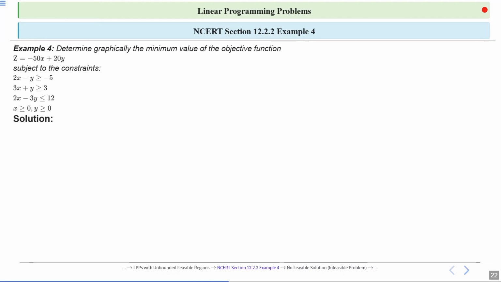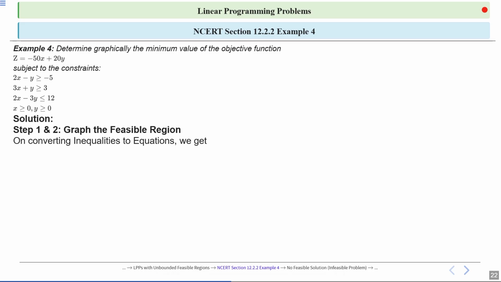So let's solve this example step by step. Steps 1 and 2: graph the feasible region. On converting inequalities to equations, we replace the inequality symbol like less than, greater than, less than or equal to, greater than or equal to with an equal sign, which helps us find the boundary where the inequality changes from true to false. So we solve the system of equations 2x - y = -5, 3x + y = 3, and 2x - 3y = 12.